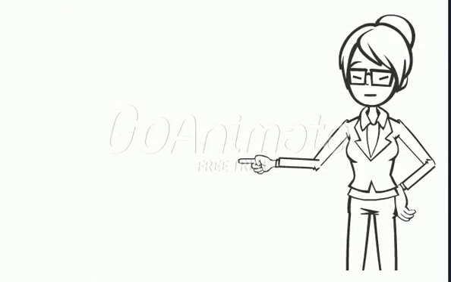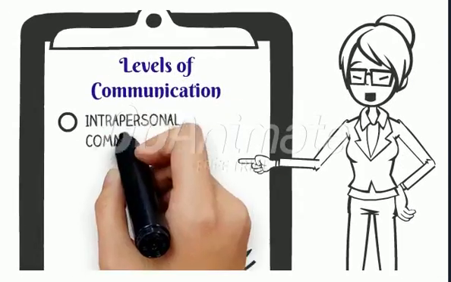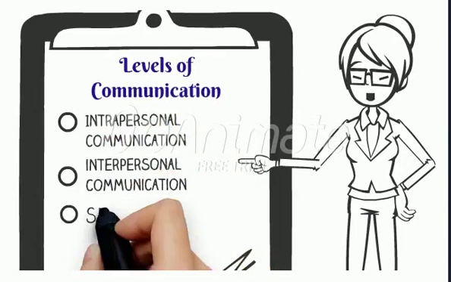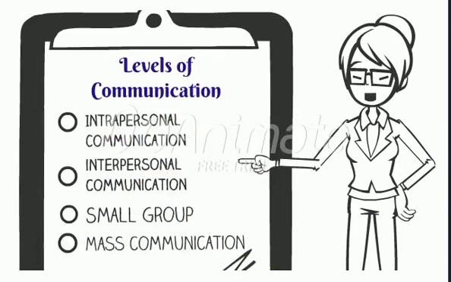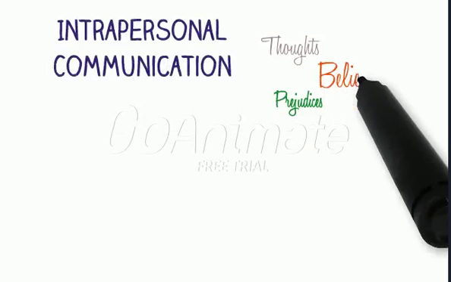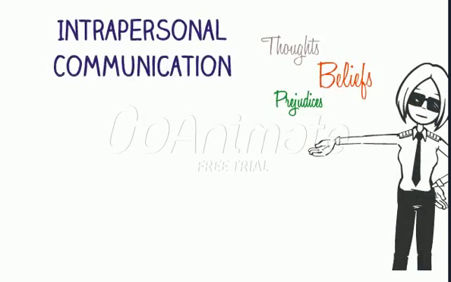There are different levels of communication: interpersonal, intrapersonal, small group, and mass communication. Let's explore these levels further, starting with intrapersonal. This communication occurs in your own mind. It is the basis of your feelings, prejudices, and beliefs. Examples are when you make any kind of decision like what or when to eat.